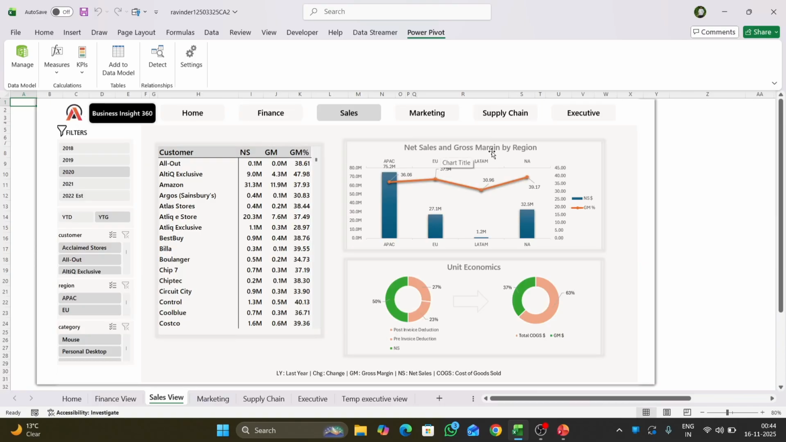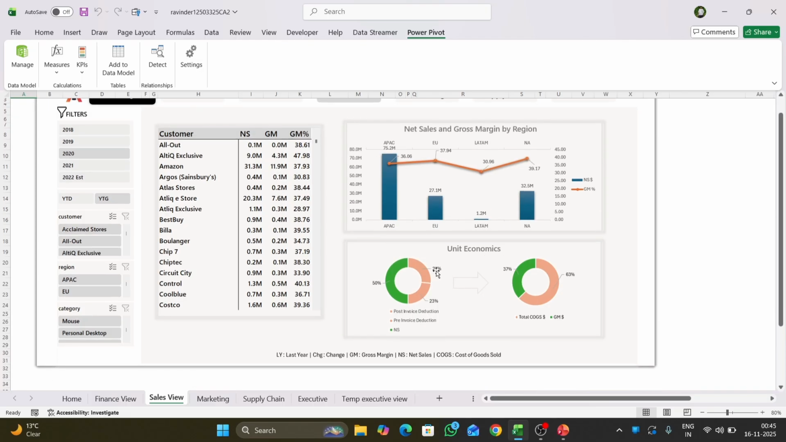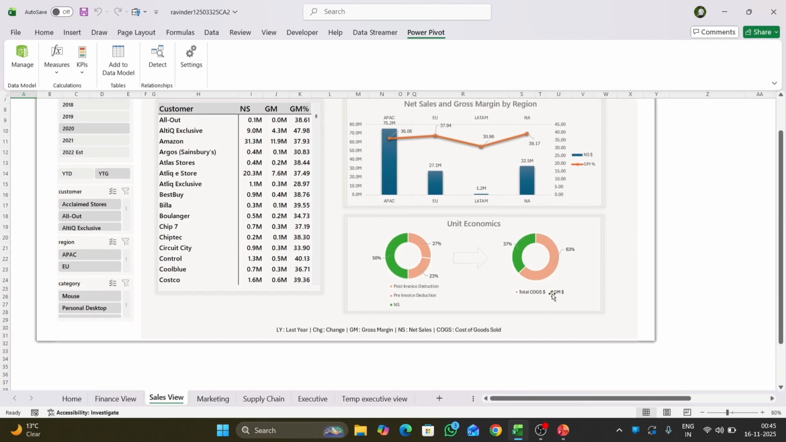After that we have net sales and gross margin by region. This chart shows how each region performs. Bars represent net sales and the line represents gross margin percentage. As we can see, APAC has the highest revenue while NA has a strong margin here. Then we have unit economics using the donut chart. The donut chart explains how revenue gets converted into margin. We can clearly see the impact of deductions, cost of goods and gross margin here.